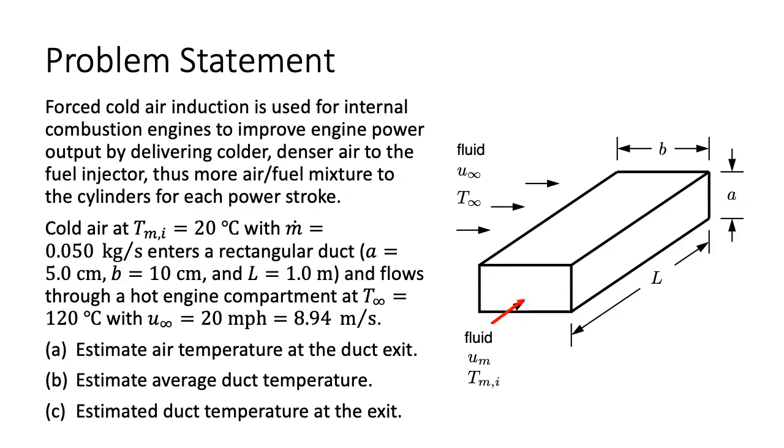Cold air at an inlet temperature of 20 degrees Celsius at a mass flow rate of 0.05 kilograms per second enters a rectangular duct that is 5 centimeters by 10 centimeters and 1 meter long and flows through a hot engine compartment at 120 degrees Celsius at a velocity of 20 miles per hour.